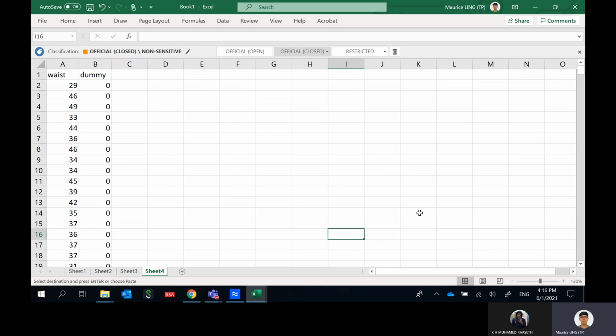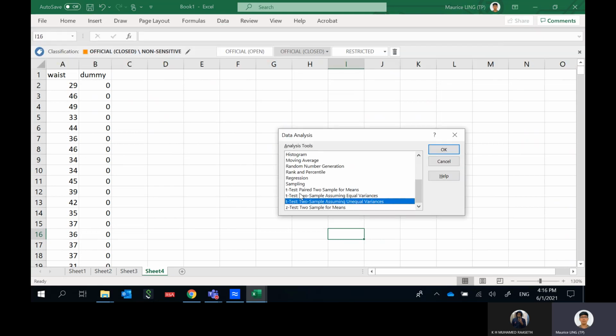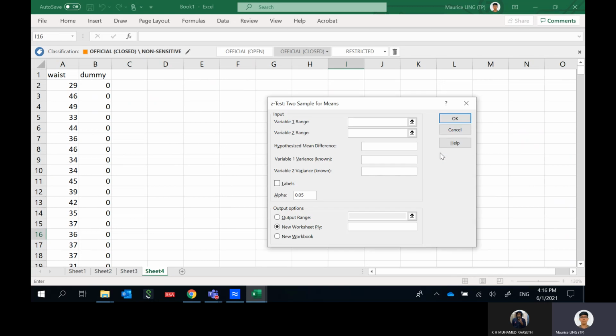Because of that, in Excel, you can still do the Z test. It is more tedious. A lot of things are not calculated for you. If you look at the Z test, you go to the data analysis tab, and go to the last one, which is Z-test: two sample for means. You realize that there's one more component, called the variance. It doesn't calculate the variance for you. You put in the variance yourself. So you calculate the variance of waste and the variance of dummy, and put them in yourself.